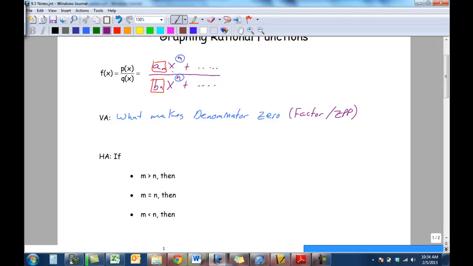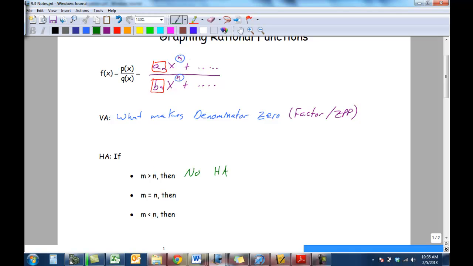We've seen that there are three ways that this can come out. Let's talk about this. If the top exponent is greater than the bottom exponent, then there's going to be no horizontal asymptote. All right, that one's new. We've never seen that. We'll do some examples of that in just a minute.